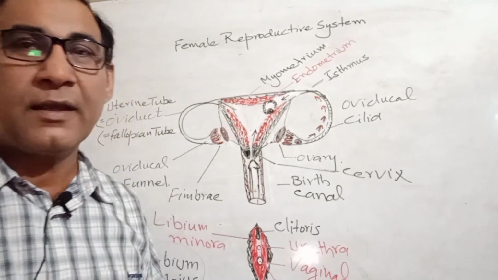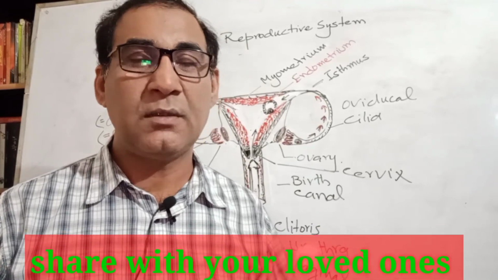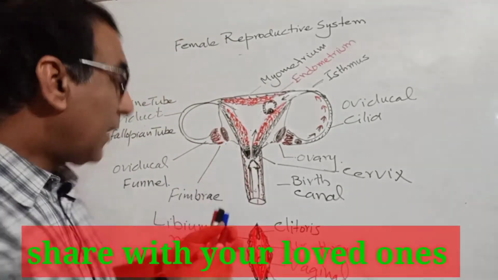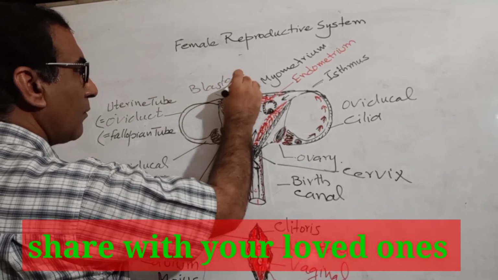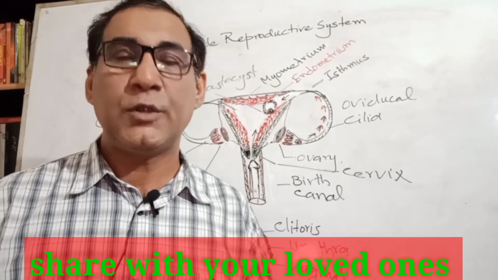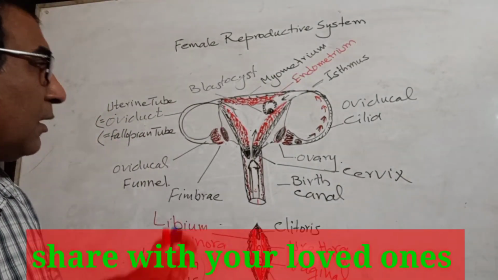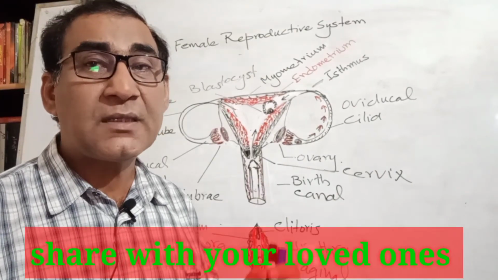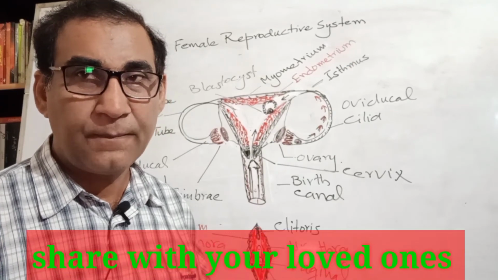So I would like to make it clear once for all that the zygote is not attached along the wall of the uterus. It is actually the blastocyst. This is now the blastocyst. The blastocyst is attached, my dear, along the wall of your uterus, and as the blastocyst is attached, this is the first day of pregnancy or conception.